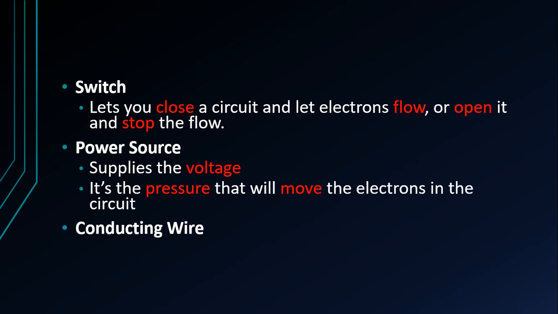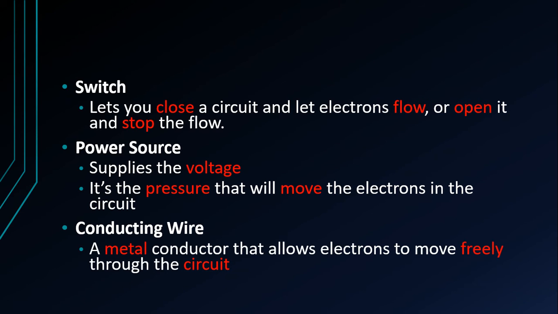Next up, conducting wire. This is a metal conductor that allows electrons to move freely through the circuit. In most houses, the conducting wire is typically copper. If you ask your mom and dad to show you, your hot water pipes are also often made of copper. They conduct heat, and you can feel it if you touch them. They'll be warm, or cold if it's the cold water.